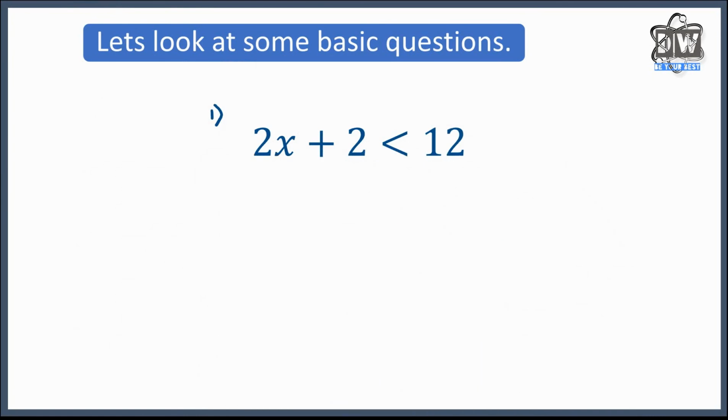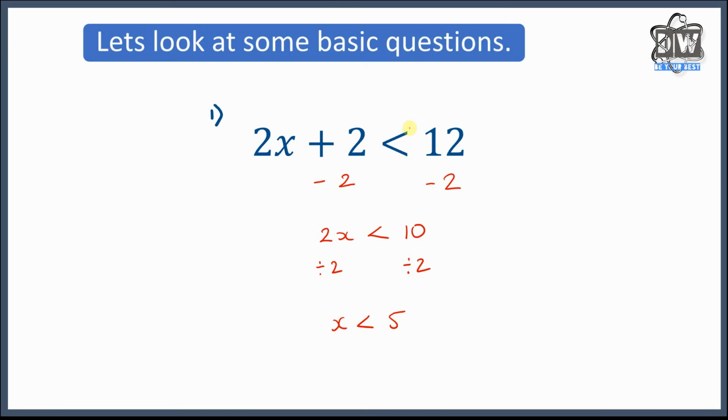So let's have a look at some basic questions now. As I said before, I don't want you to take away that smaller than symbol and replace it with an equals, but I want you to treat it exactly the same. So I'll do the first one with you. First up, I'm just going to minus 2 off both sides, which will leave me with x is smaller than 10. Next thing I would do, hopefully you'll know, is divide both sides by 2, and I'll be left with x is smaller than 5. And that really is how simple it is.